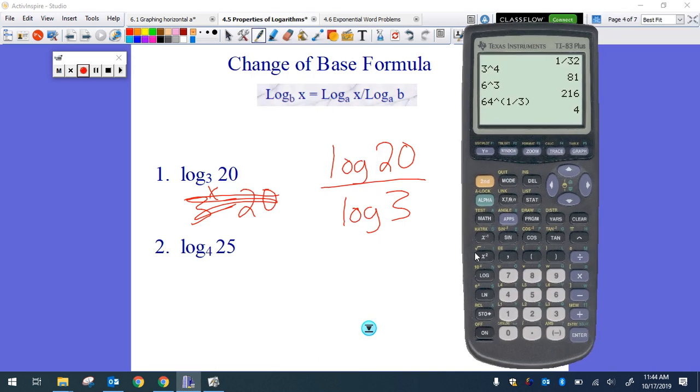The log button is right here. So we're going to do log of 20 divided by log of 3. And you're going to get a decimal, and that's fine. So 3 to that exponent will give you 20. So it's going to be, let's do 2 decimals, 2.73.